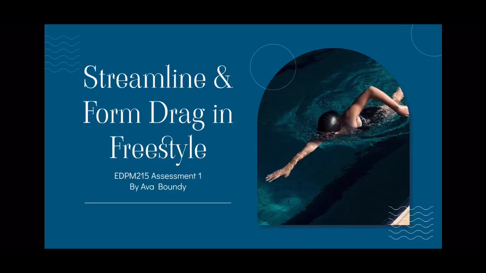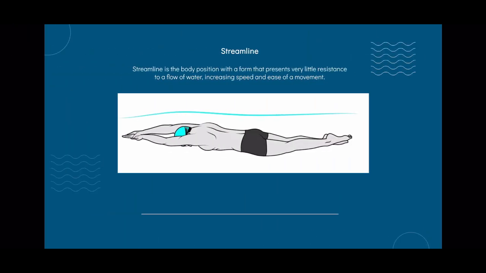This performance analysis focuses on streamline and form drag in relation to swimming freestyle and the implications that affect the overall performance and efficiency. First of all, streamline is the body position or design with a form that presents very little resistance to a flow of water, increasing speed and ease of movement.